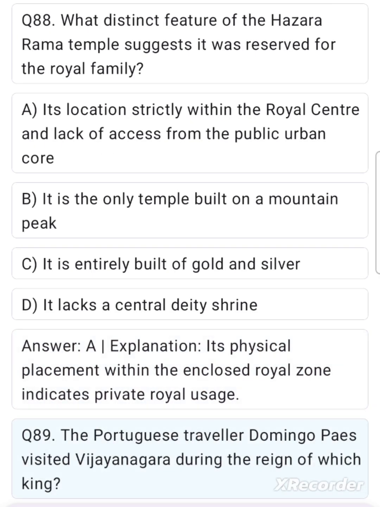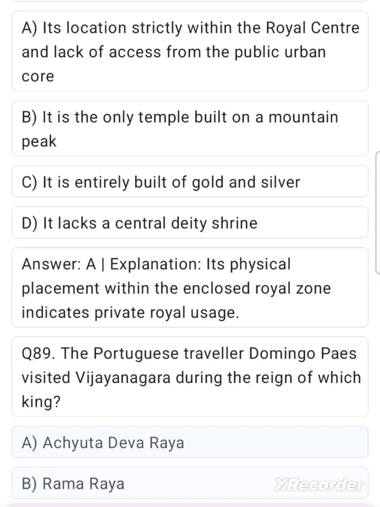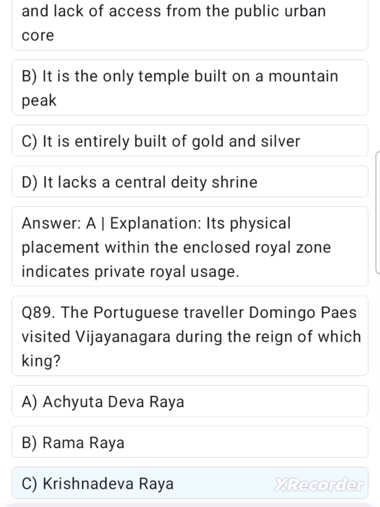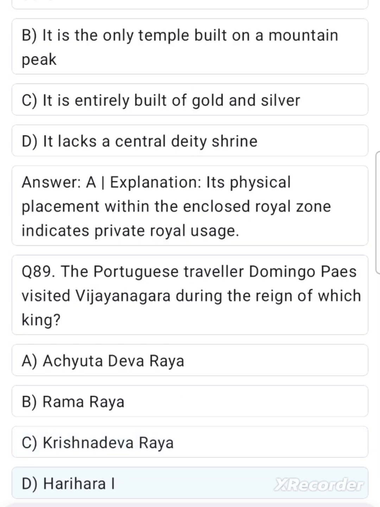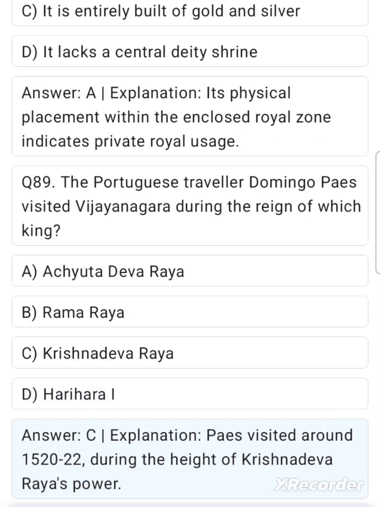Q89. The Portuguese traveler Domingo Pace visited Vijayanagara during the reign of which king? A. Achyuta Deva Raya. B. Rama Raya. C. Krishna Deva Raya. D. Harihara I. Answer. C. Explanation. Pace visited around 1520-22, during the height of Krishna Deva Raya's power.